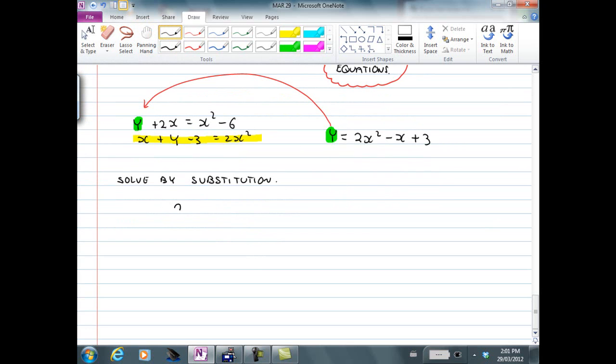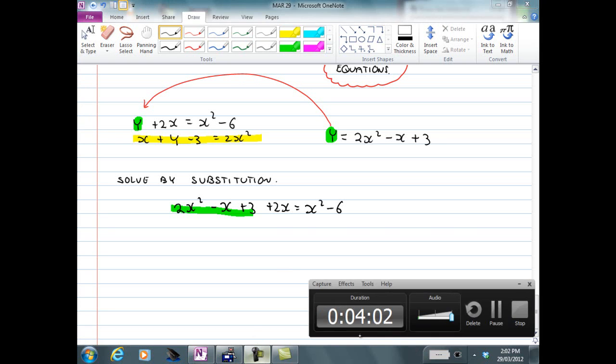2x squared minus x plus 3. See, I'm going to sub it in. All this really is the y part. Plus 2x equals x squared minus 6. Again, I haven't done anything new. All I did was substitute. Move everything to one side, equate it to 0.